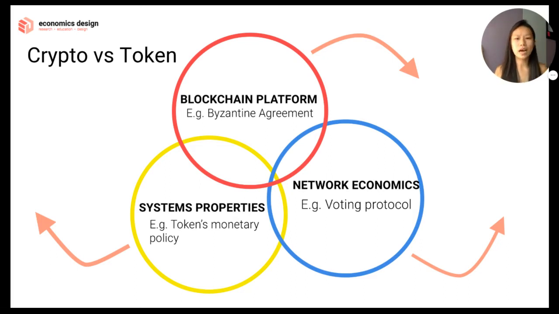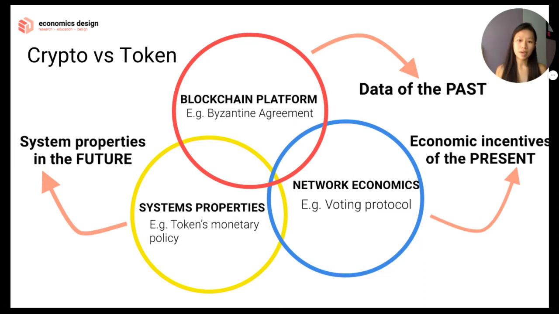And what does this mean? How does this really make sense? They really make sense from a timeline perspective. We can look at the past, the present, and the future. So when we talk about the past, we're looking at blockchain platform, how they keep data of the past, how they protect and govern the data of the past, how it collects information of the past. When we look at the network economics, it's more of the economic incentives of the present. How do you incentivize these people to make the right decisions?